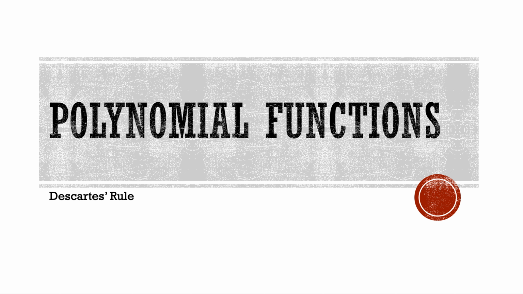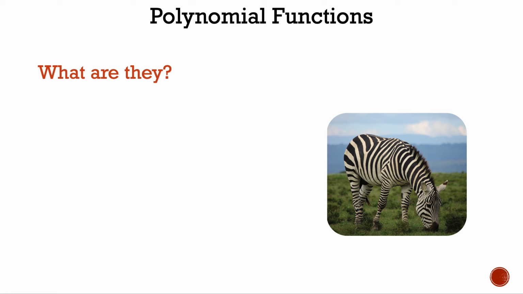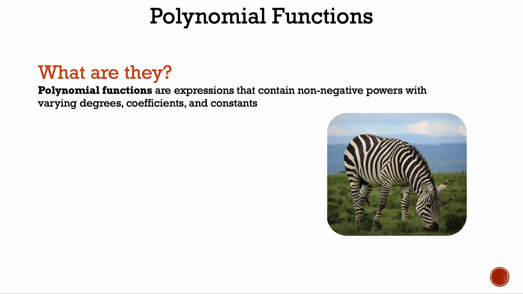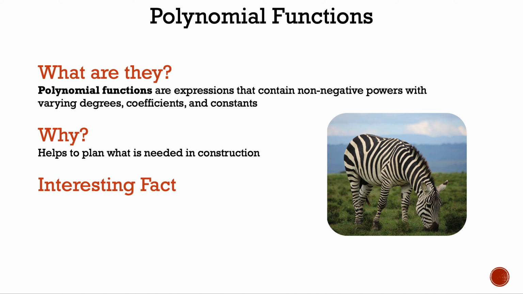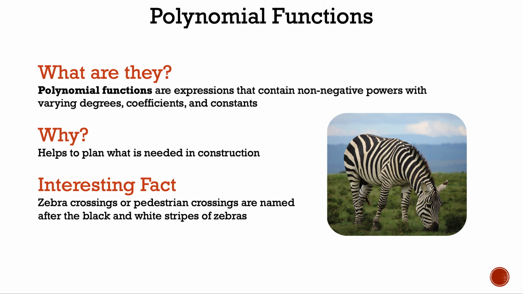Polynomial functions, Descartes' Rule. What are they? Polynomial functions are expressions that contain non-negative powers with varying degrees, coefficients, and constants. Why? Helps to plan what is needed in construction. Interesting fact: zebra crossings or pedestrian crossings are named after the black and white stripes of zebras.